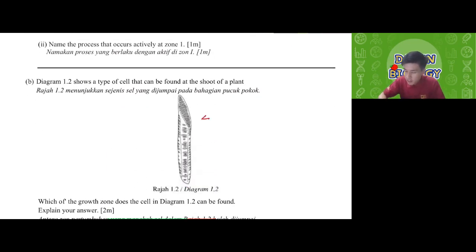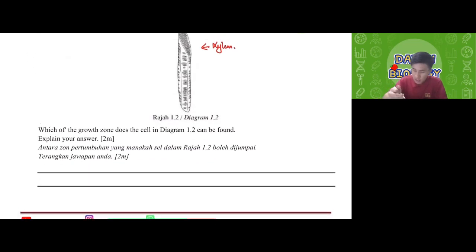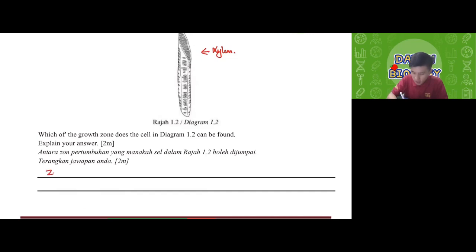But this one is definitely xylem. It's a xylem, so definitely zone 3. So no cell differentiation. So explain your answer. Because this is a specialized cell.